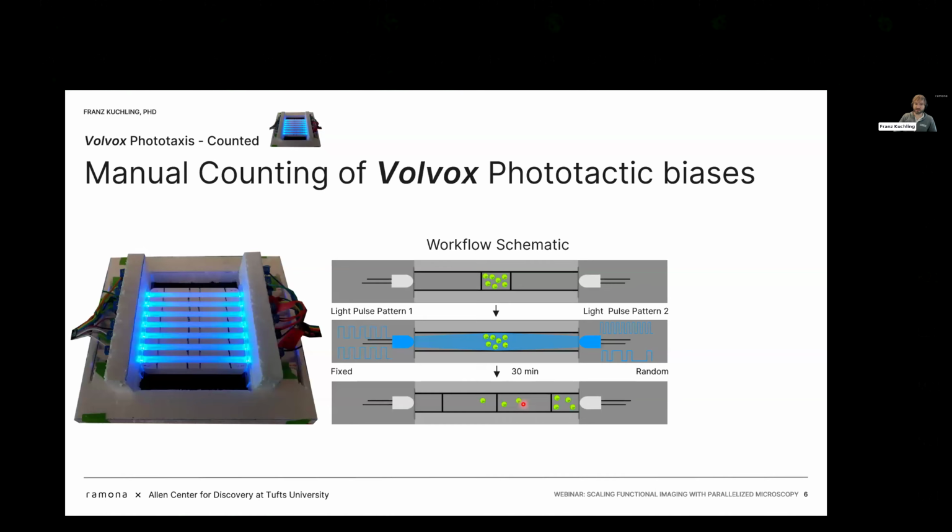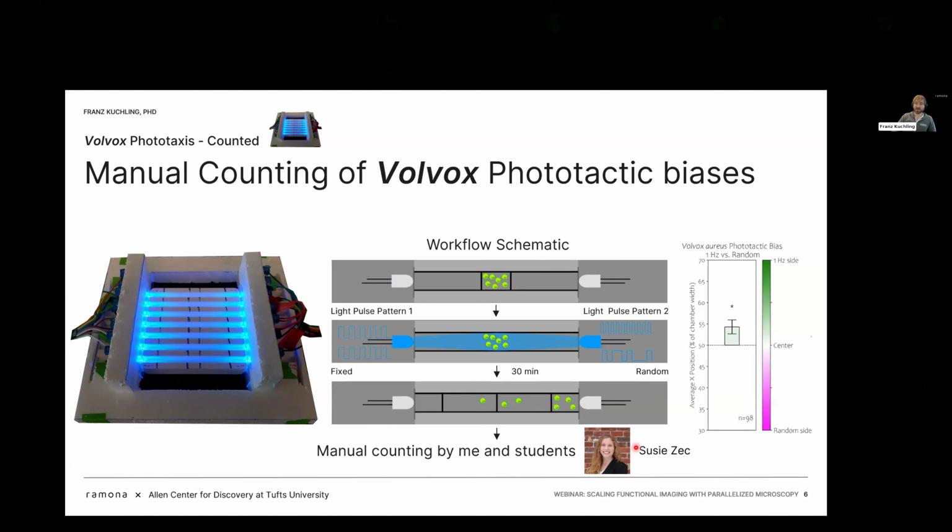And then we would do manual counting, especially Susie Zaki, my student, who unfortunately had to do a lot of this initial manual counting work. And then in the end, it did work. We did actually get a bias. So in percent of the average on the axis, we did see a more significant bias towards the fixed 1 Hz side rather than the random one. So they did seem to adapt better to that fixed pattern stimulus.